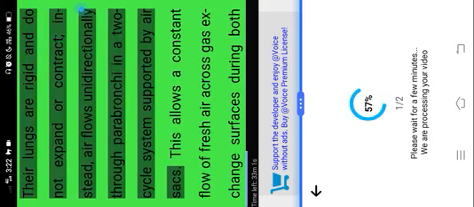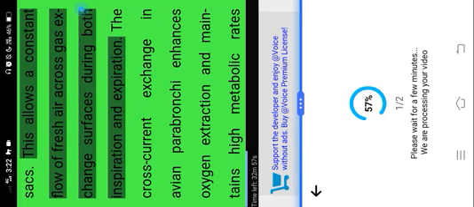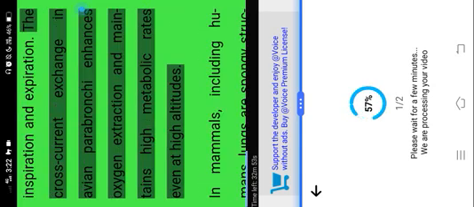Birds have evolved the most efficient respiratory system among vertebrates to meet the demands of powered flight. Their lungs are rigid and do not expand or contract. Instead, air flows unidirectionally through parabronchi in a two-cycle system supported by air sacs. This allows a constant flow of fresh air across gas exchange surfaces during both inspiration and expiration. The cross-current exchange in median parabronchi enhances oxygen extraction and maintains high metabolic rates even at high altitudes.